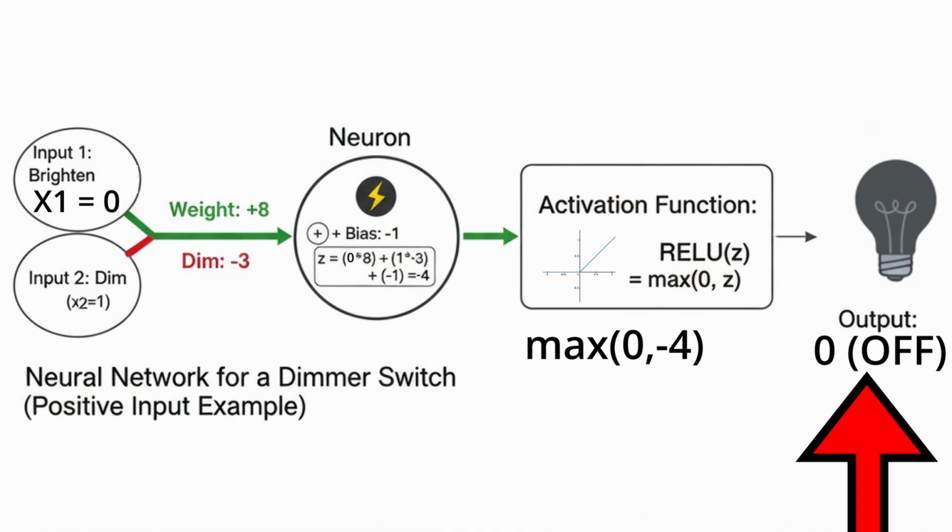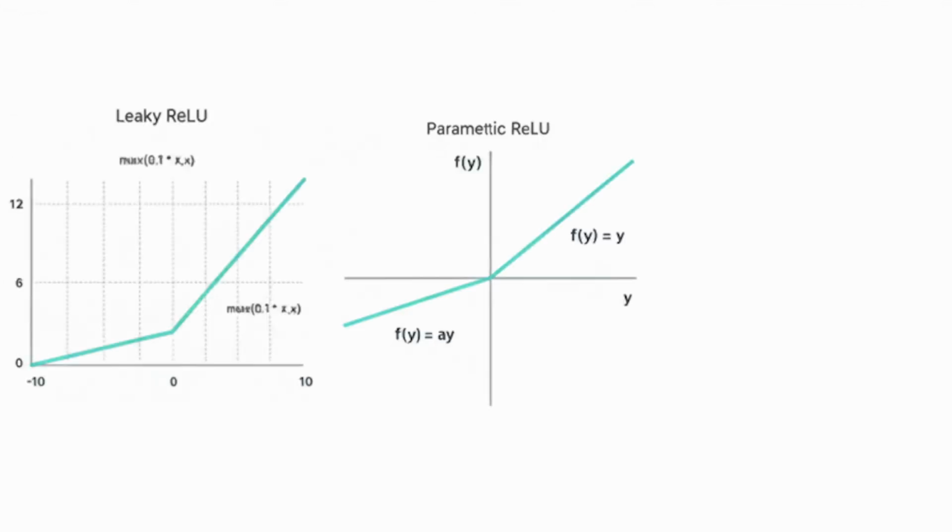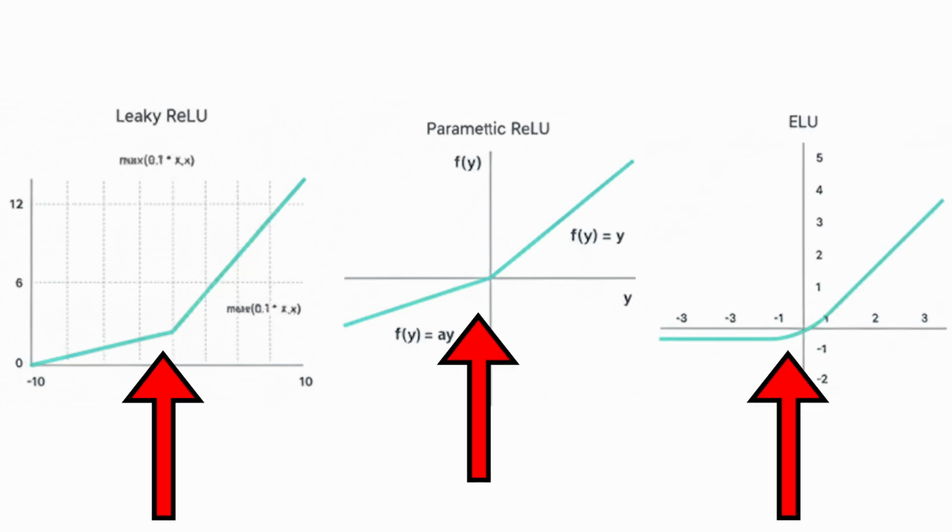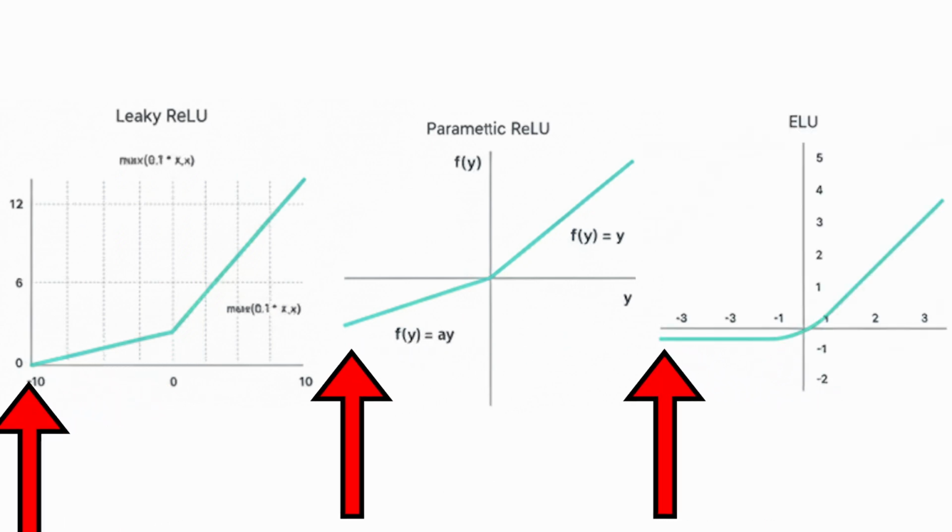This simple hinge behavior makes ReLu incredibly efficient. It's fast to compute, avoids the vanishing gradient problem, and allows deep networks to learn complex patterns. That's why ReLu became the default activation function in most modern neural networks. But it's not perfect. If too many inputs go negative, those neurons can get stuck outputting 0 forever. That's what we call the dead ReLu problem. To fix this, researchers came up with variants like leaky ReLu, parametric ReLu, and ELu, which allow a tiny negative slope instead of cutting it off completely.